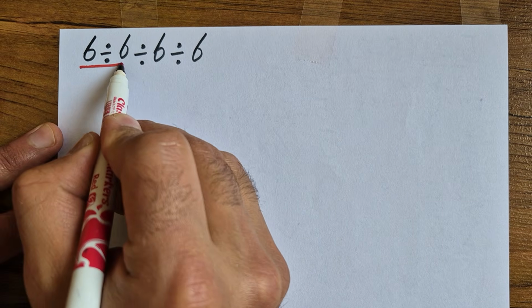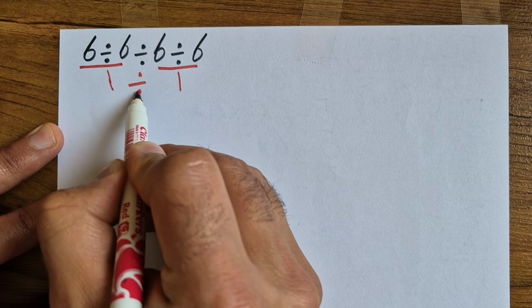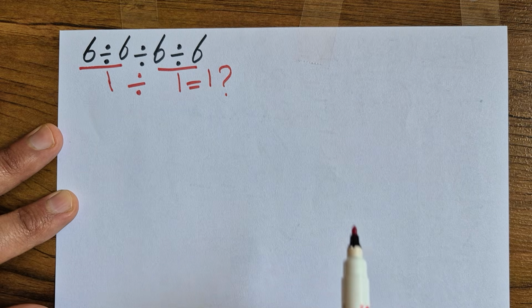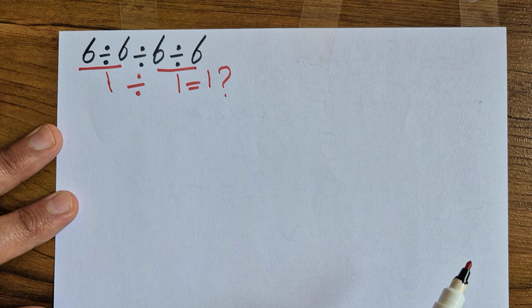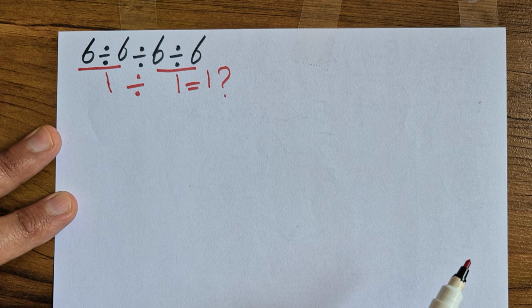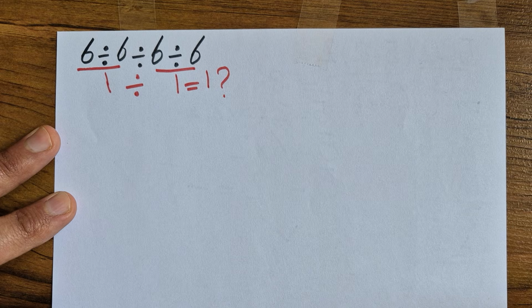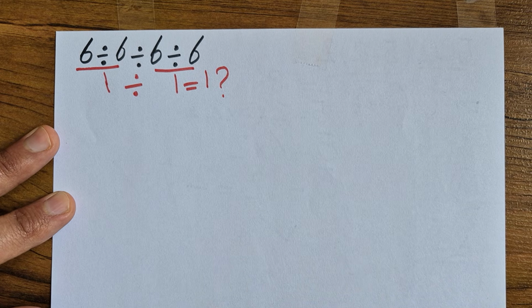6 divided by 6 gives us 1, and 6 divided by 6 gives us 1 as well. 1 divided by 1 gives us 1. Unfortunately, that's wrong. And you fell for a big trap, hook, line, and sinker. But what is this trap? You didn't follow the correct order of operations, and that's why you ended up with a wrong answer.